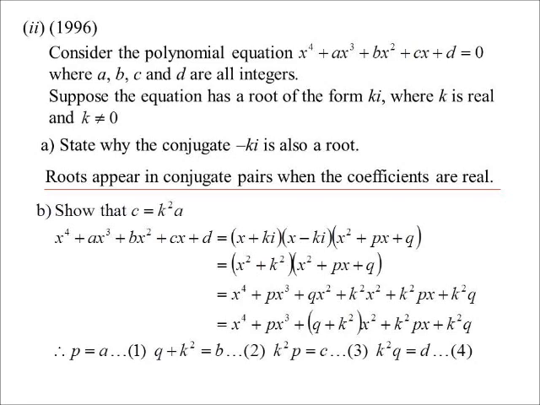Can I link any of those together? I've got c is k squared p, and then over here at 1 I've got p equals a. So I can combine 1 and 3 together and we get c is k squared a. Now we're going to show that c squared plus a squared d is abc.